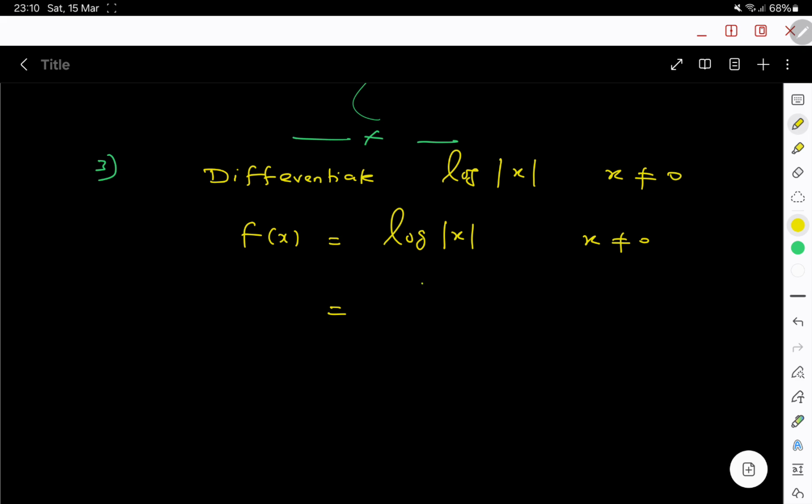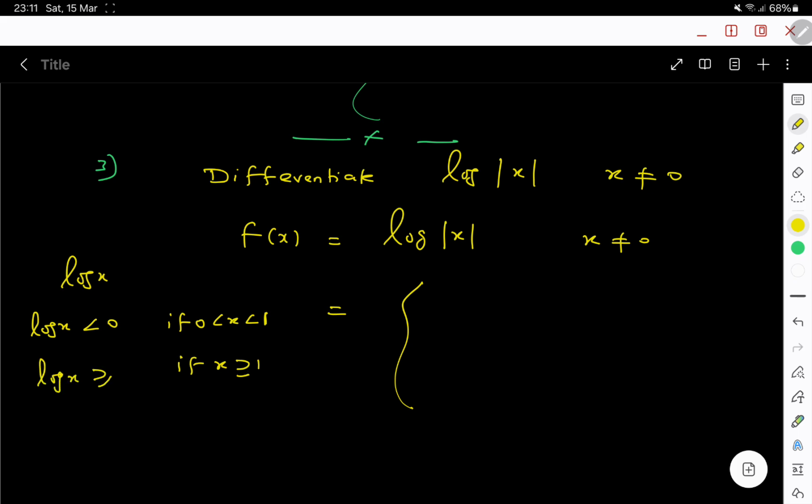First of all, we know about log x. For 0 to 1, if x is greater than 0 and less than 1, log x is negative. If x is greater than 1, log 1 is 0. For x greater than or equal to 1, log x is greater than or equal to 0. This is the log x value.